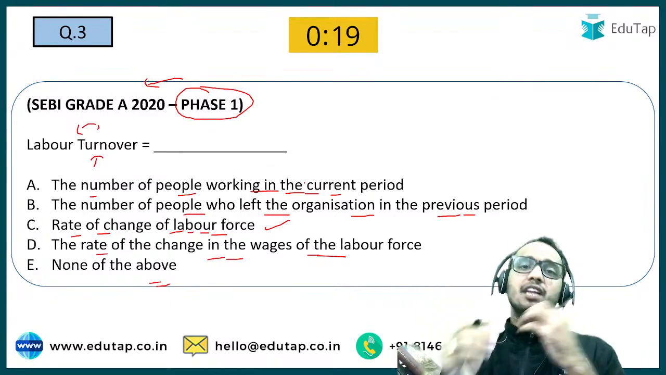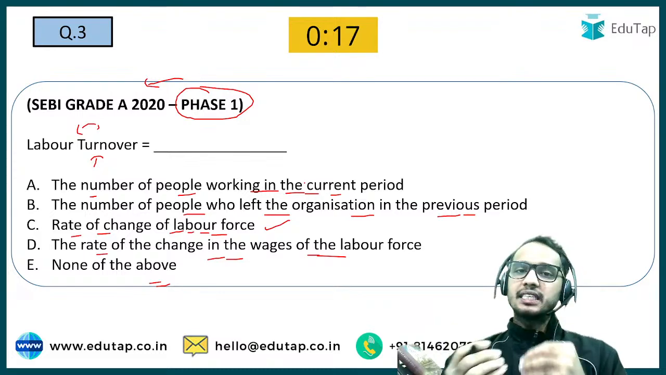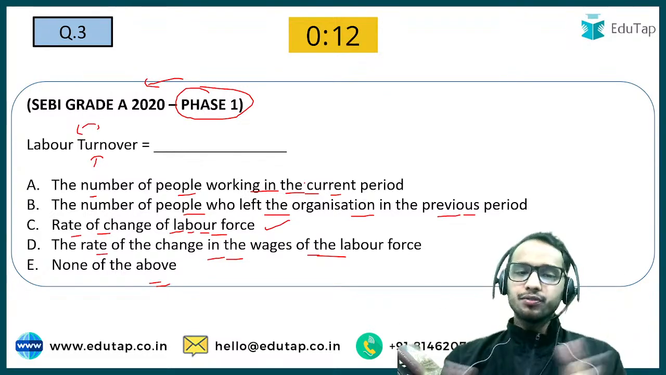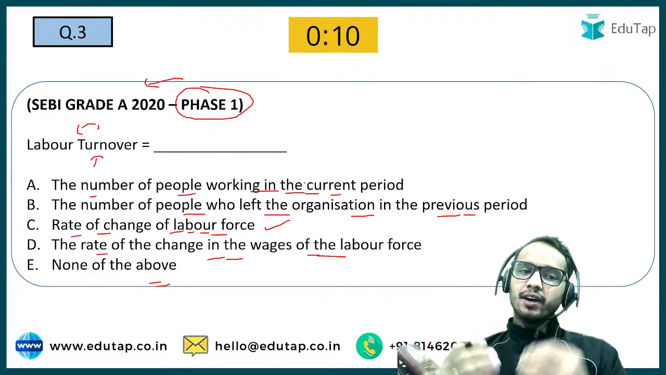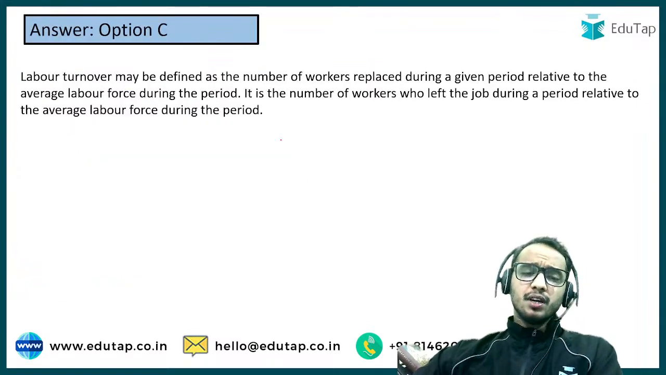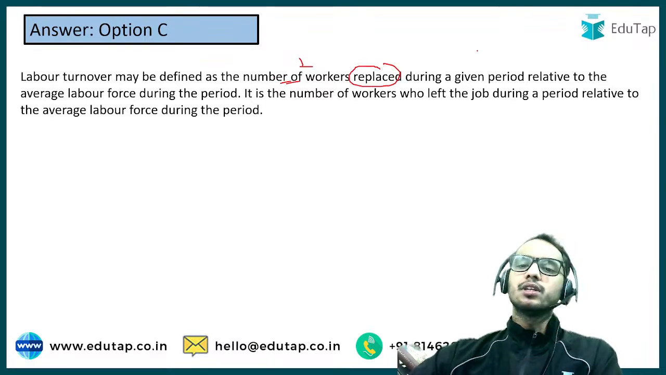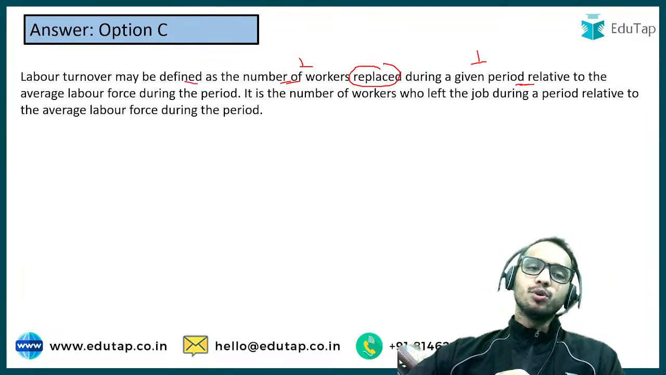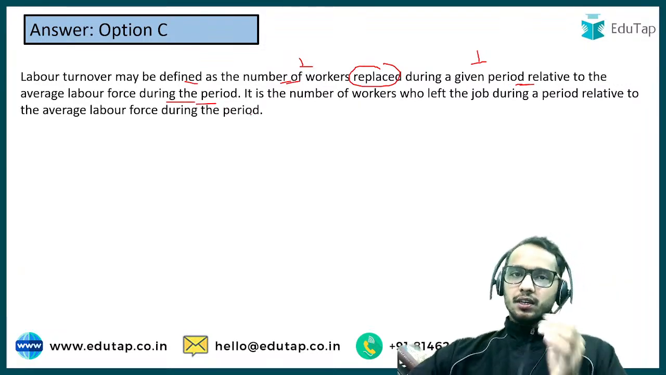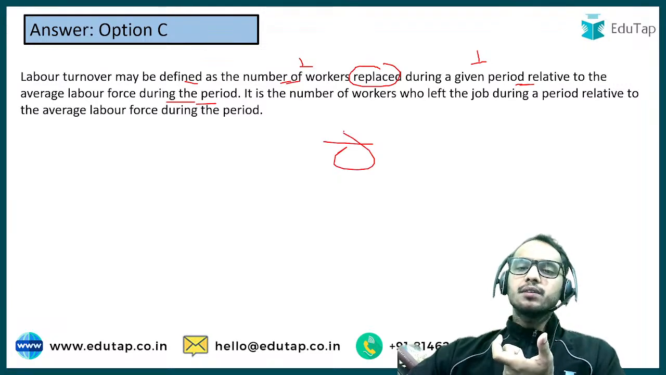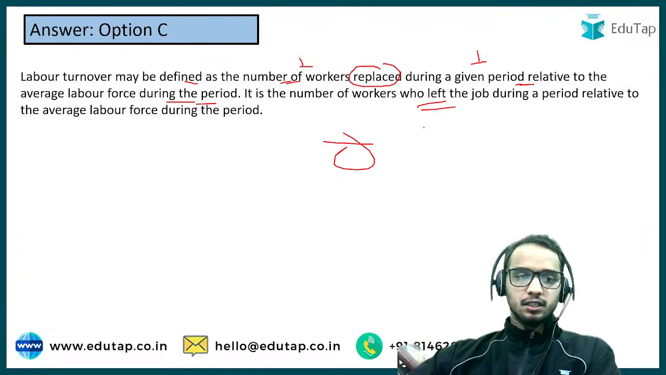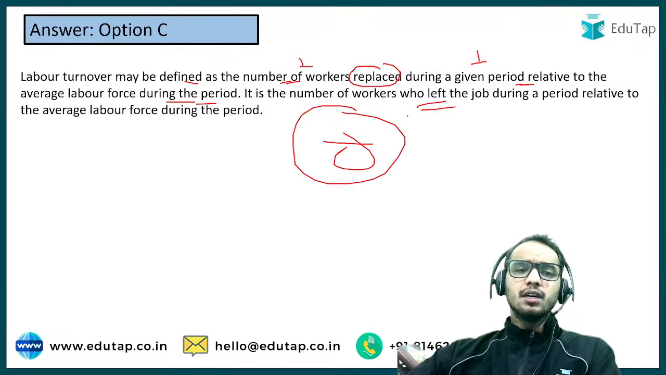Whenever the composition of the labor force is changed, we call it labor turnover. Wherever the composition of company is changing, we try to find out the labor turnover, right? Now, in respect of this question, this may be defined as the number of workers replaced during the given period, and when you compare it with the average labor force during the current period. So average labor force, you are going to take it in the denominator, and in the numerator whoever the labor force that has been replaced. So basically that is your labor turnover.